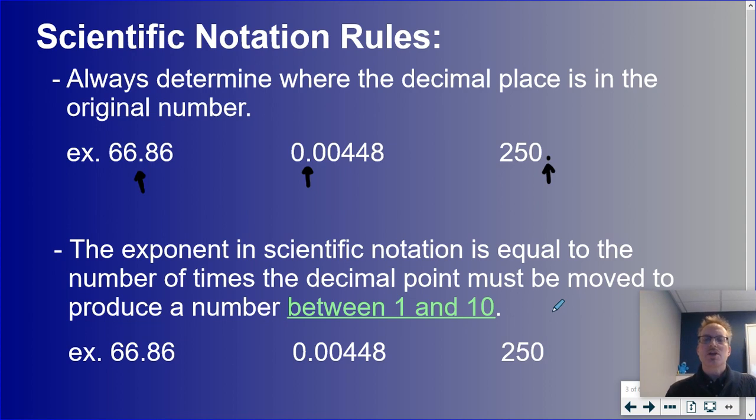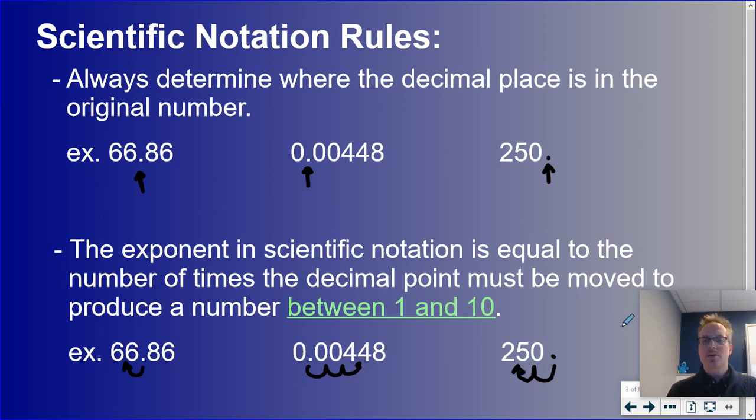Rule number two, you must move the decimal so that you have only one number between 1 and 10 to the left of the decimal. Therefore, it's got to be the number 1 through 9. So if I come down here, I only get one number to the left of the decimal, so I'm going to have to move this decimal place one position to the left. In this example, I'm going to move it 1, 2, 3 positions to the right. And in this question, again, my decimal place isn't there, so I'm going to say it's right there because that's where it would be. And we are going to move the decimal 1, 2 positions to the left.